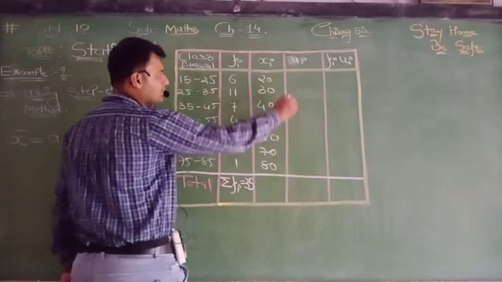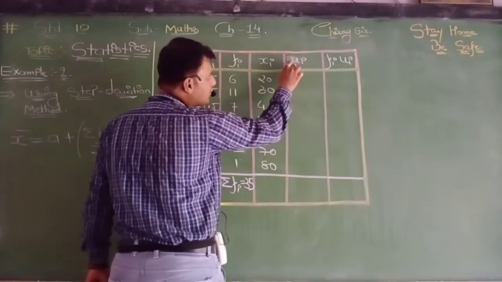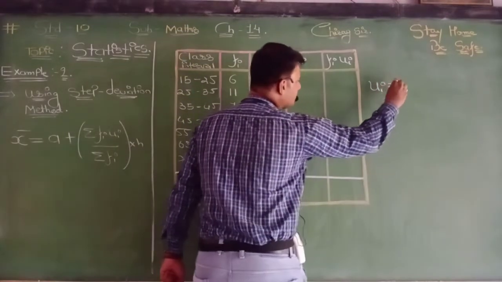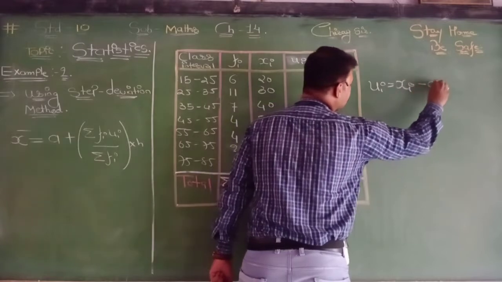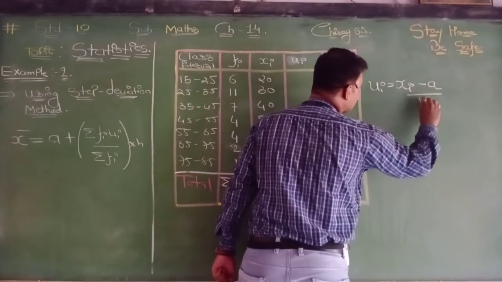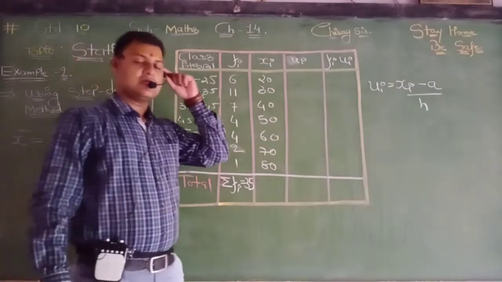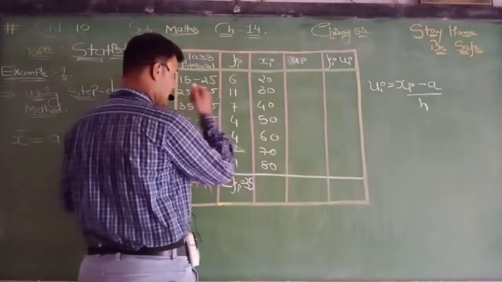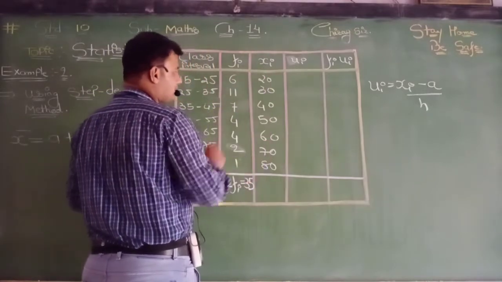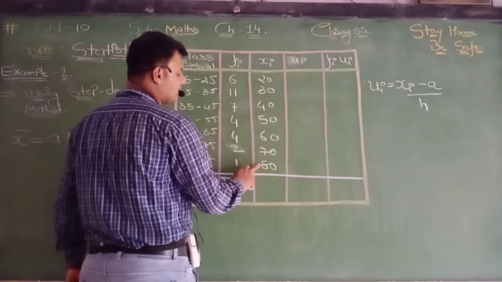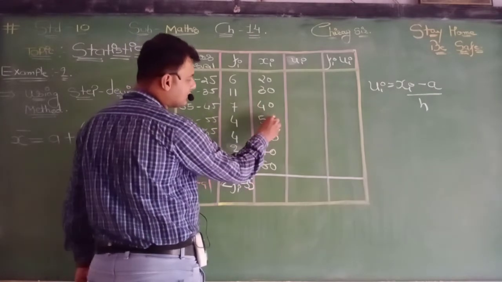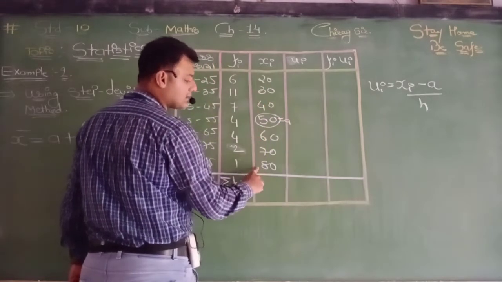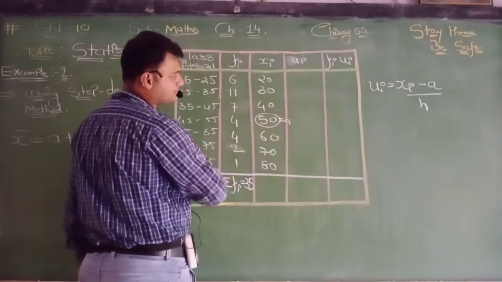Clear? Okay. The main thing is to find ui. Dear students, you should know ui equals xi minus a divided by h. What is h? h is the class length. I will explain each and everything. Let us assume a. Counting 1, 2, 3, 4, 5, 6, 7, this is an odd number, so I can select the middle one as a, with 3 on this side and 3 on this side. See here, this is a.